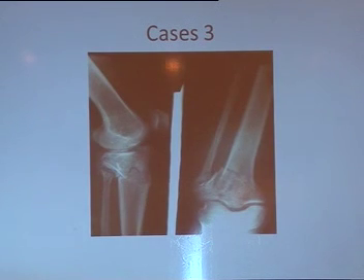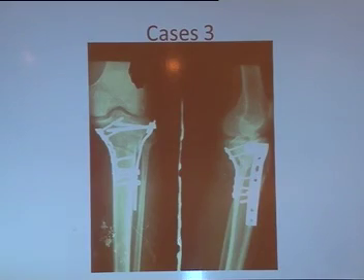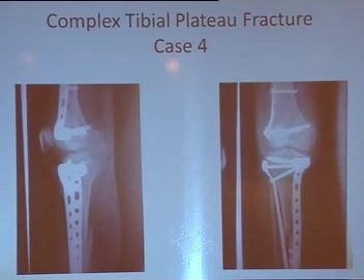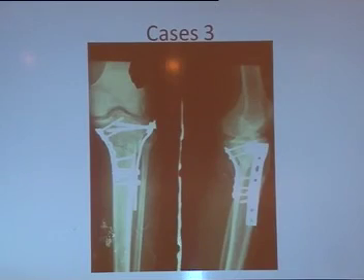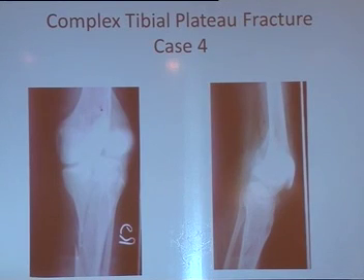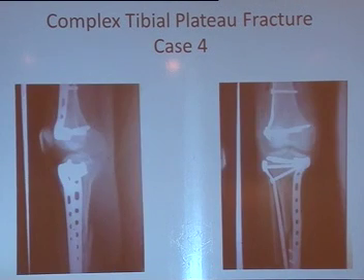This is another case, schatzker type 6. Again we have fixed it. There is a posterior medial component. We have used an L buttress plate on one side and a 3.5 mm reconstruction plate from the posterior medial side. And this is another case which also has the femoral component. We have waited for some time and then this fixation has been done. We have put both the plates on the tibial side by MIPO technique.